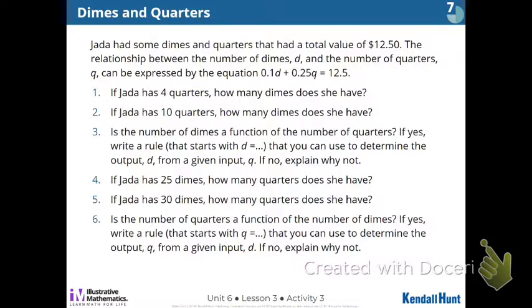On this one, some advice would be to utilize the equation. So there's Jada, and they have some dimes and quarters for a total of $12.50. Does everybody see how this equation is the situation? 10 cents per dime plus 25 cents per quarter totals $12.50. Right? So, the first question says, if Jada has 4 quarters, how many dimes does she have?